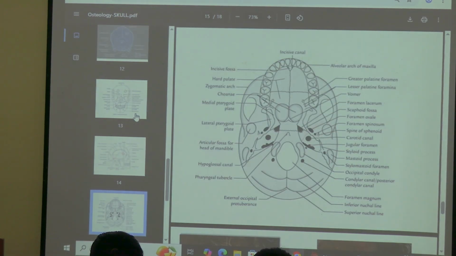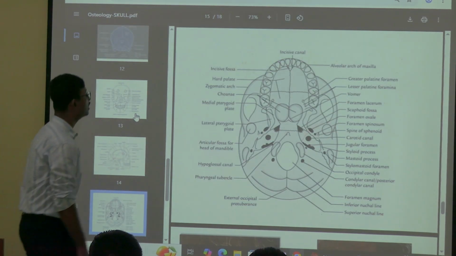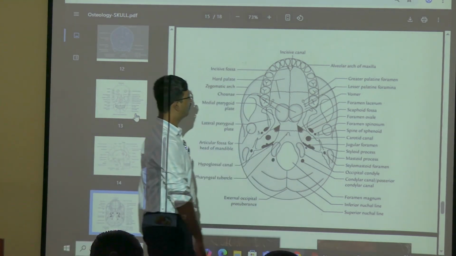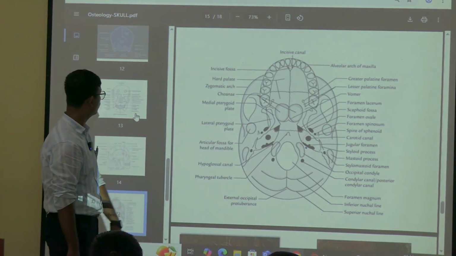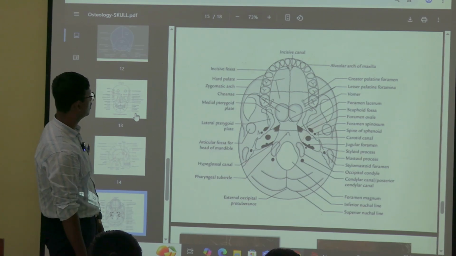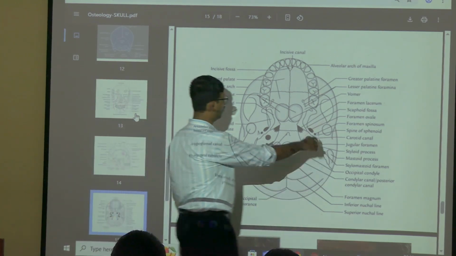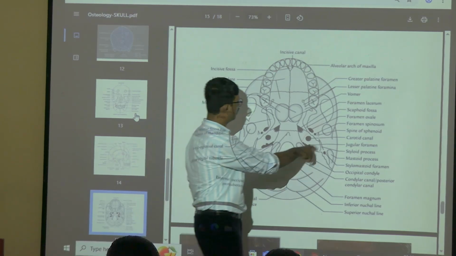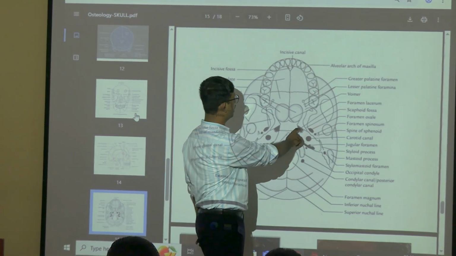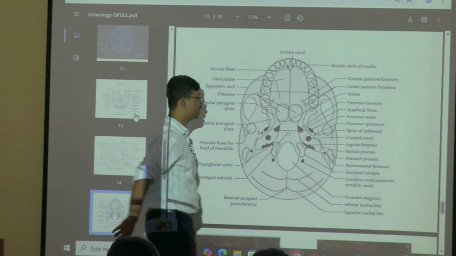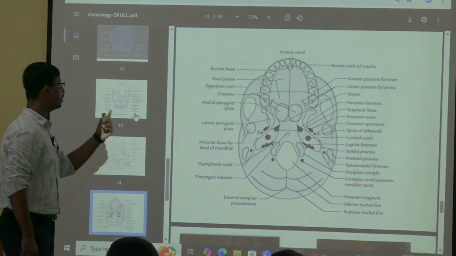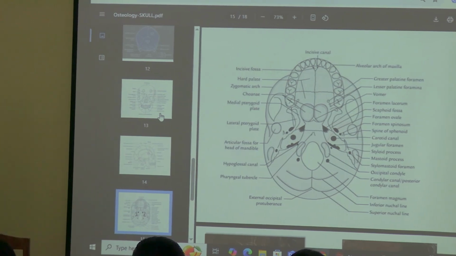This is the norma basalis that I was talking about, where you will see multiple foramina. Here you will see foramen ovale. Where is foramen ovale? It is here. Here is your foramen ovale, foramen rotundum. Where is rotundum? Foramen spinosum. Here is your foramen lacerum. These things you will study in individual classes. So this is your norma basalis.